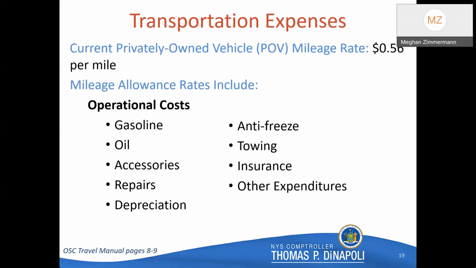Okay, so as mentioned on the previous slide, mileage reimbursement rates are determined by the IRS and collective bargaining agreements. The current mileage rate for a privately owned vehicle is 56 cents per mile. Some operational costs covered in that mileage allowance include gas, oil, accessories, repairs, depreciation, antifreeze, towing, insurance, and other expenditures. Therefore, separate reimbursements for these expenses are not allowed.